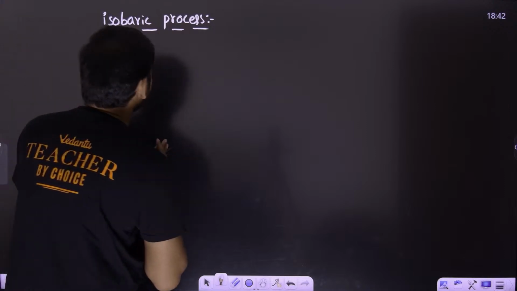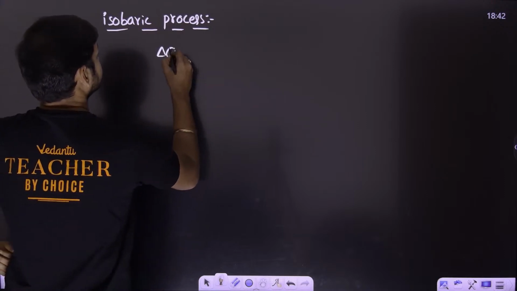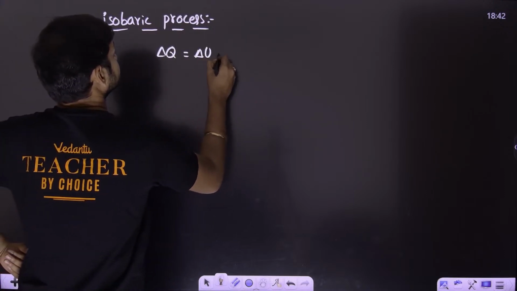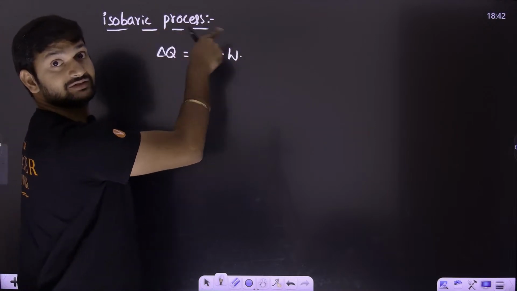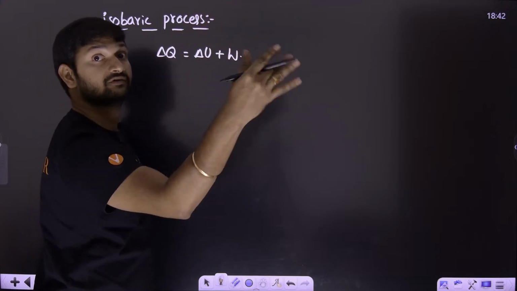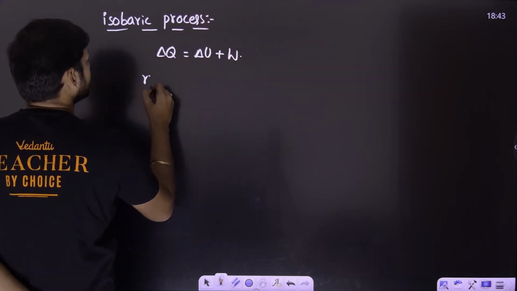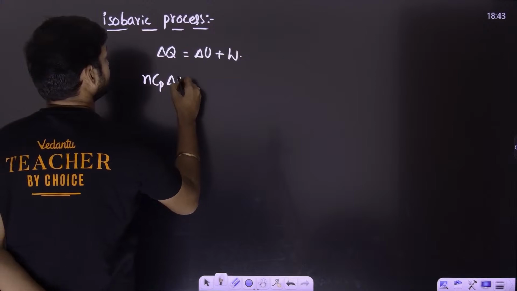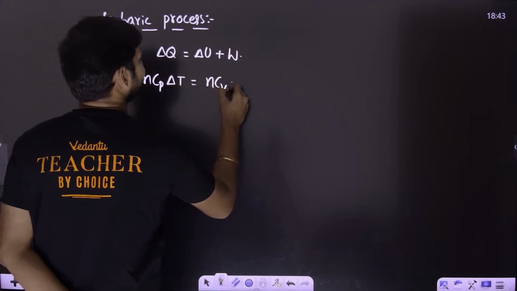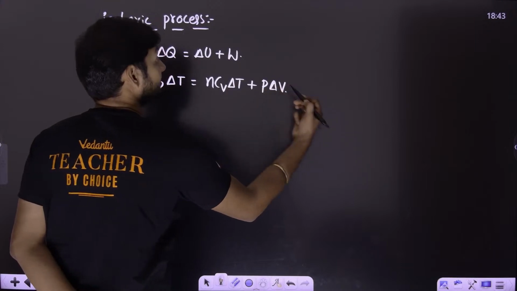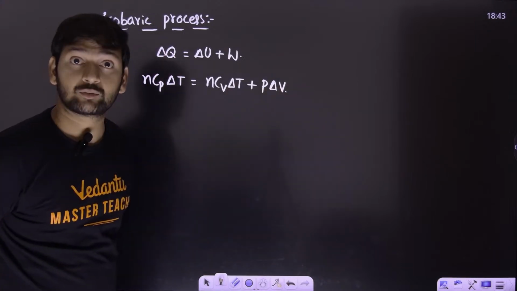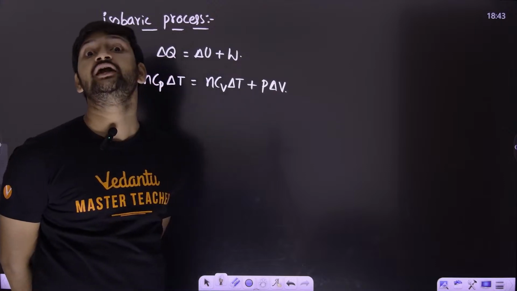Okay. Isobaric process, delta Q is delta U plus W. Don't think that this is valid for this. It's universal. First law, valid everywhere for every process. Okay, delta Q is nCp delta T, delta U is nCv delta T, work done is P times delta V. Isobaric process. In this class only I already did it.